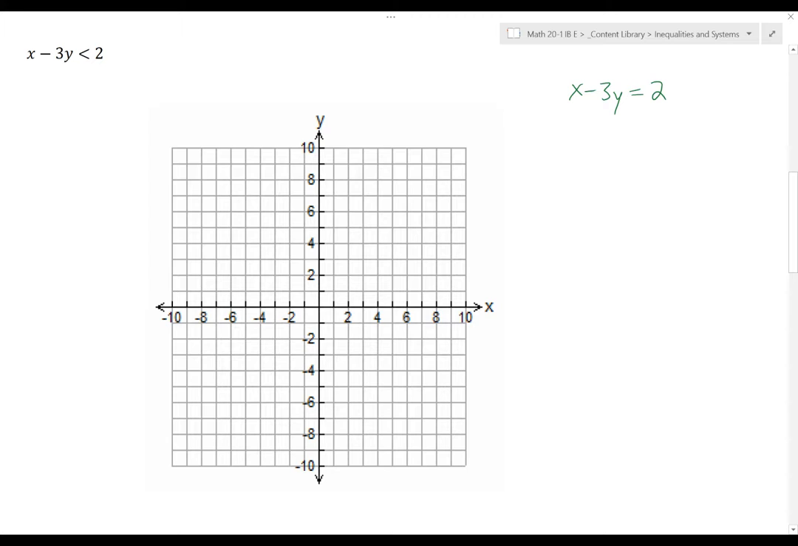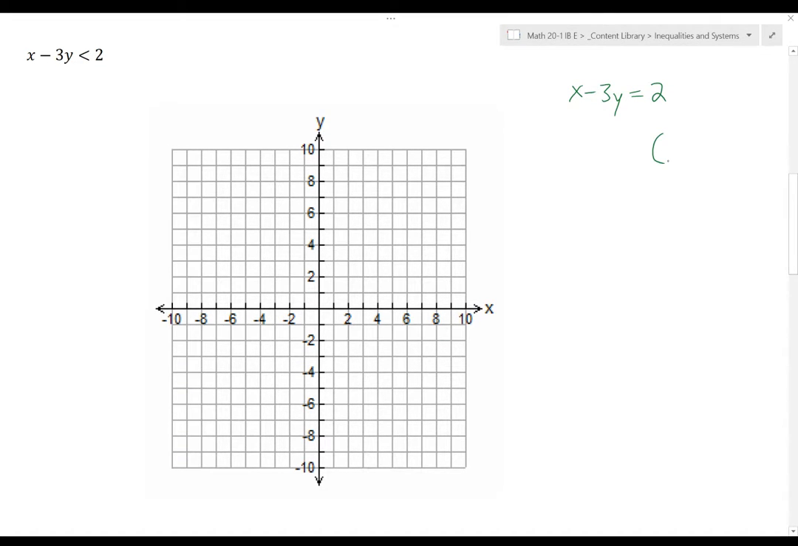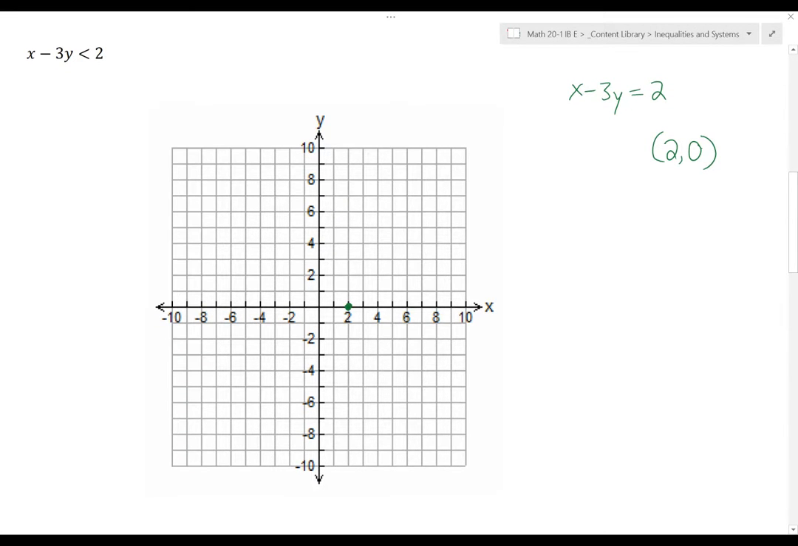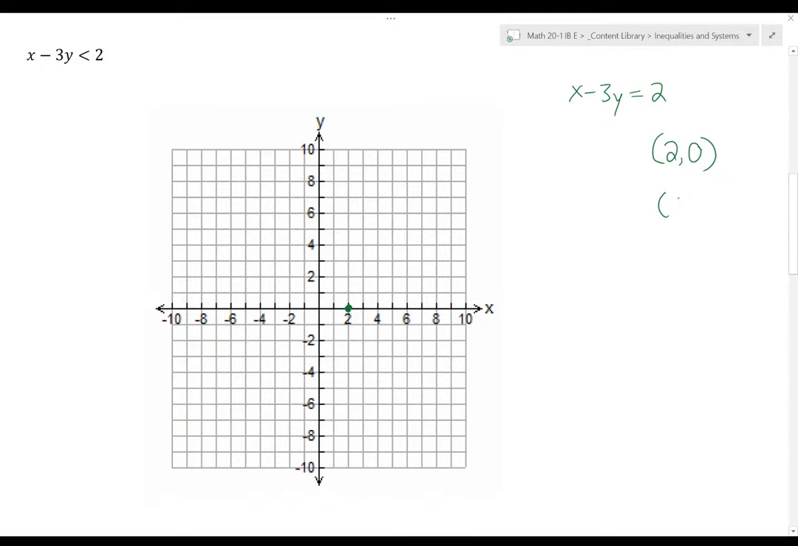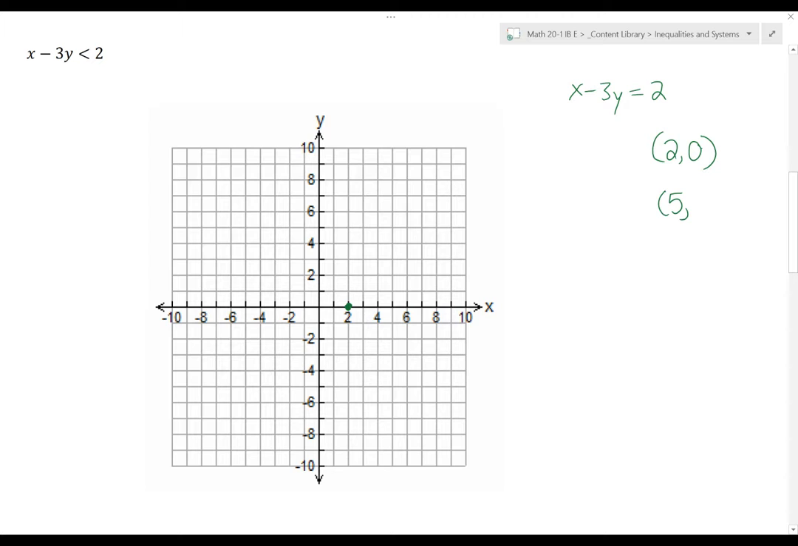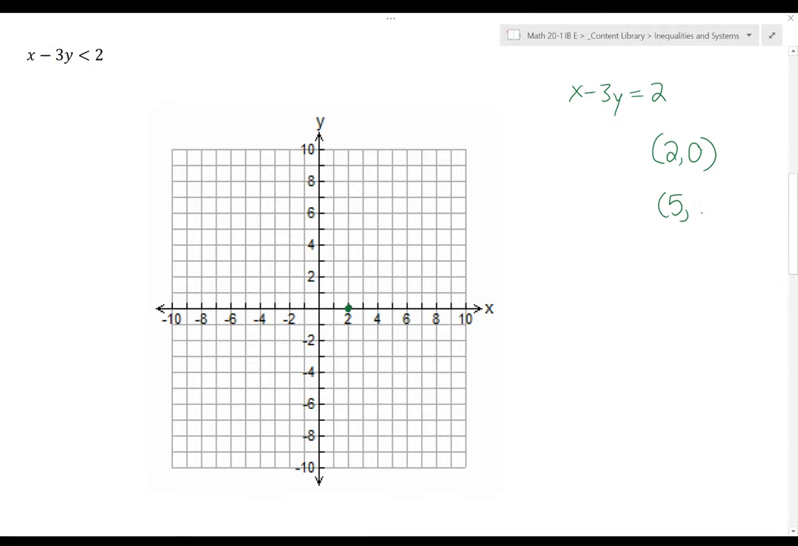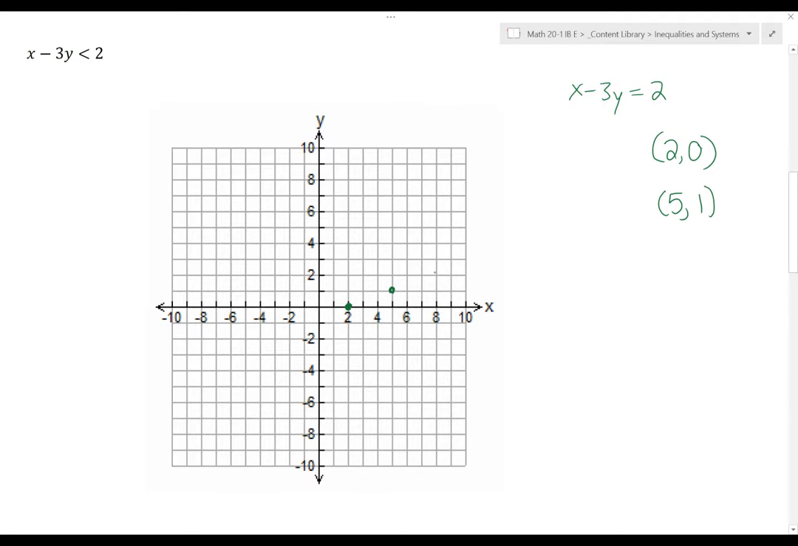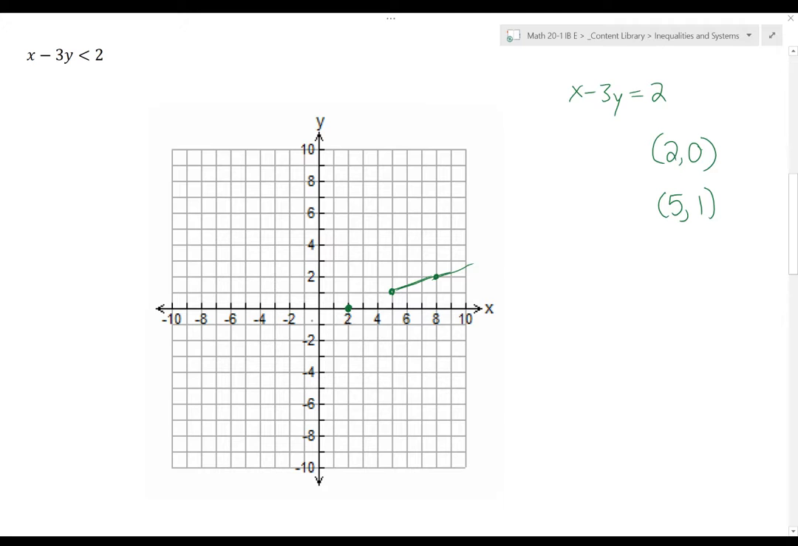Now, to draw that line, I just need 2 points. So I'm going to pick a couple of different values. Let's say y equals 0 is a nice easy one to try out with. So if y equals 0, x equals 2. So the point 2, 0 is on that line. And let's say x is 5. So if x is 5, then y has to be 1. So that point is on this line. And once I've got those 2 points, I can just connect them.